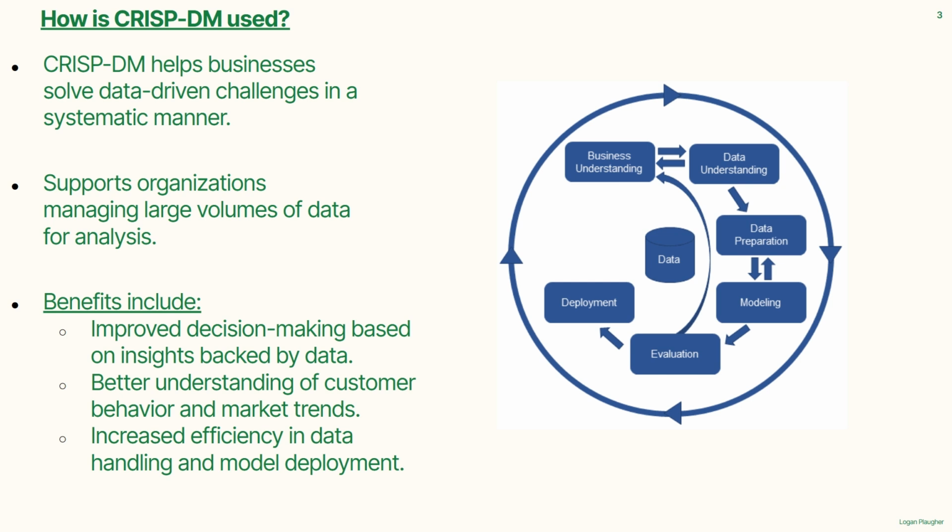How is CRISP-DM used? CRISP-DM is used to tackle complex data problems in a structured manner. Organizations rely on it to analyze large data sets and extract meaningful insights from those data sets. By following this process, businesses can improve decision-making, enhance customer understanding, and identify trends that support strategic goals. It ensures consistency in data projects and helps teams achieve reliable results.